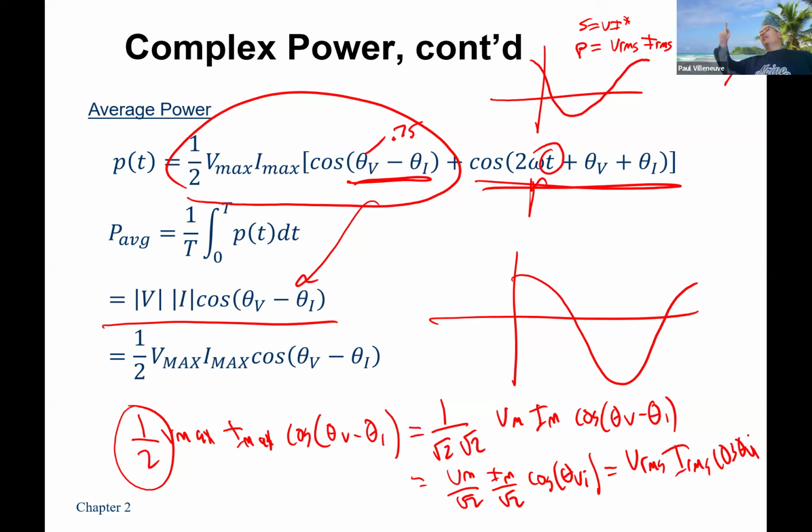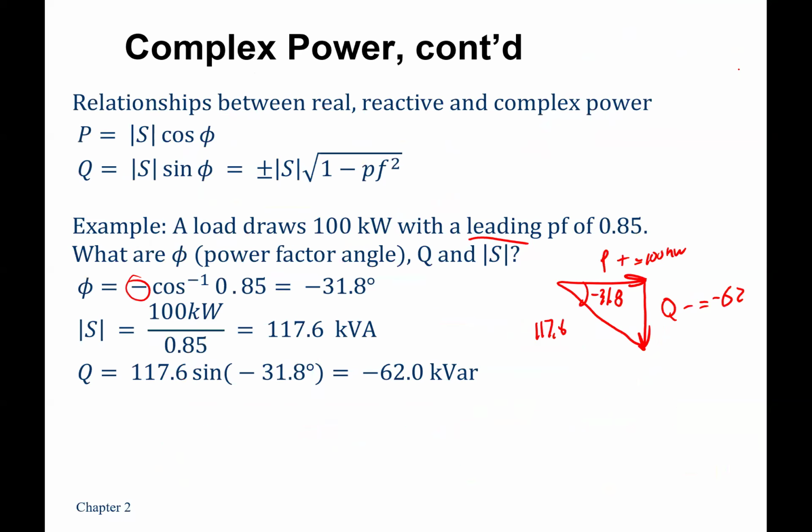So the conjugate forces the angle on the current I to be a negative number. When you do your voltage times the conjugate of the current, you end up with magnitude V times magnitude I, that's still the same, but then it becomes a cosine of theta V and, because you take the conjugate, minus theta I. Okay, does that answer your question? Yes, thank you. Okay. Perfect.